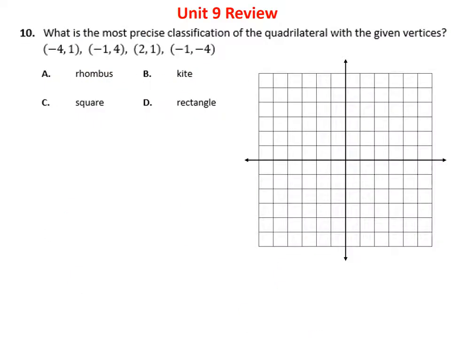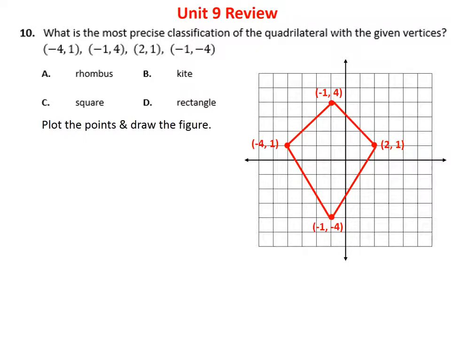In number 10, they want us to write the most precise classification of the quadrilateral with the given vertices. So we begin by plotting these points. The first point is -4, 1, so that's 4 to the left from the origin and up 1. Number 2 is -1, 4, so that's 1 to the left and then up 4. And number 3 is 2, 1, so 2 to the right, up 1. And finally, negative 1, negative 4, so we go 1 to the left and then down 4.